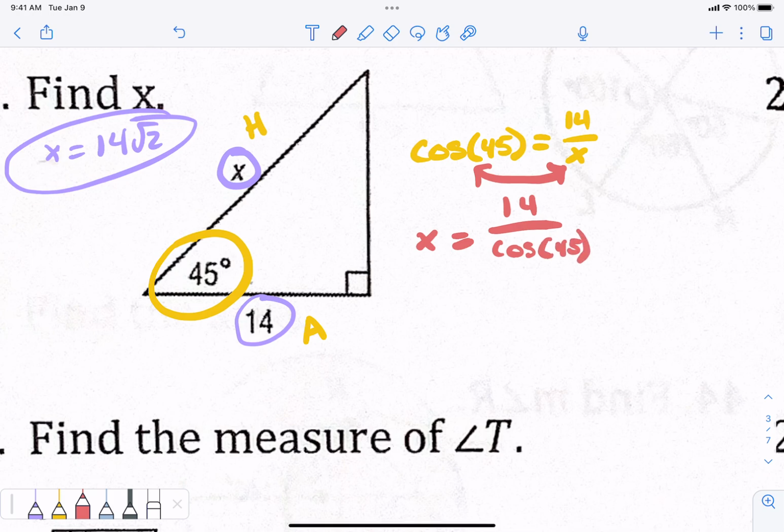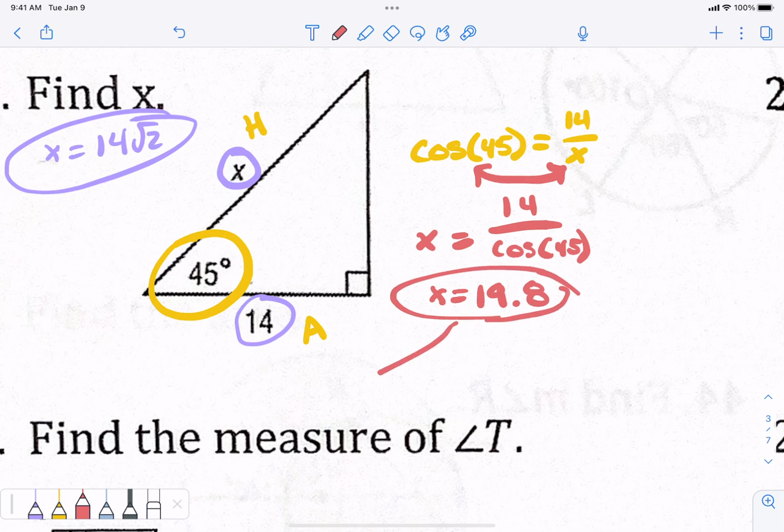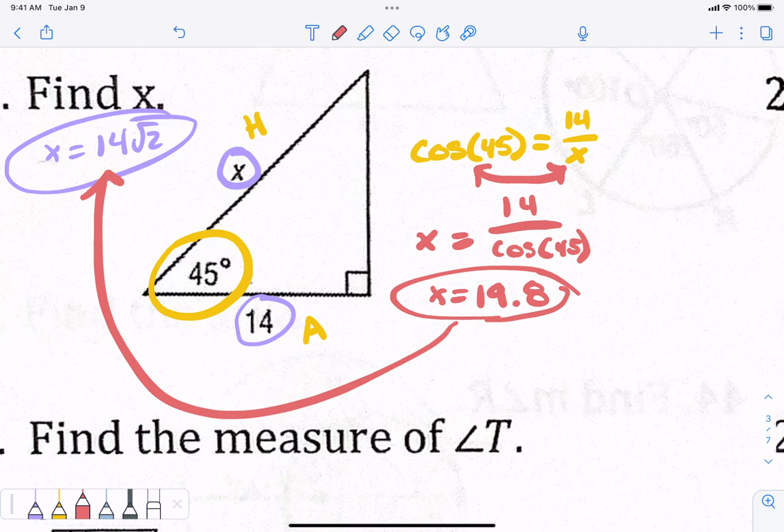And if I type that into my calculator, I get something like 19.8, we'll say. And 19.8 is the decimal version of 14 square roots of 2. So I don't care. I'll let you do it either way. Technically 14 square roots of 2 is a nicer answer because it's not rounded. But if you want to do it using SOHCAHTOA, I'm fine with that too. Either way, okay?